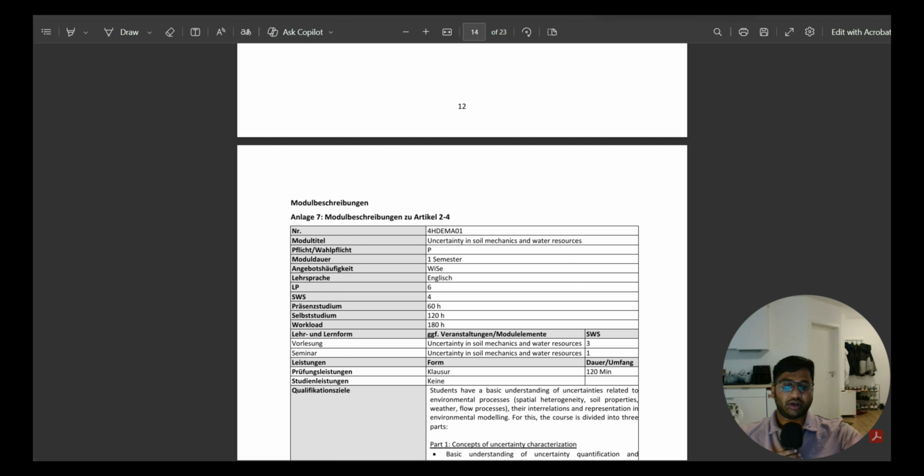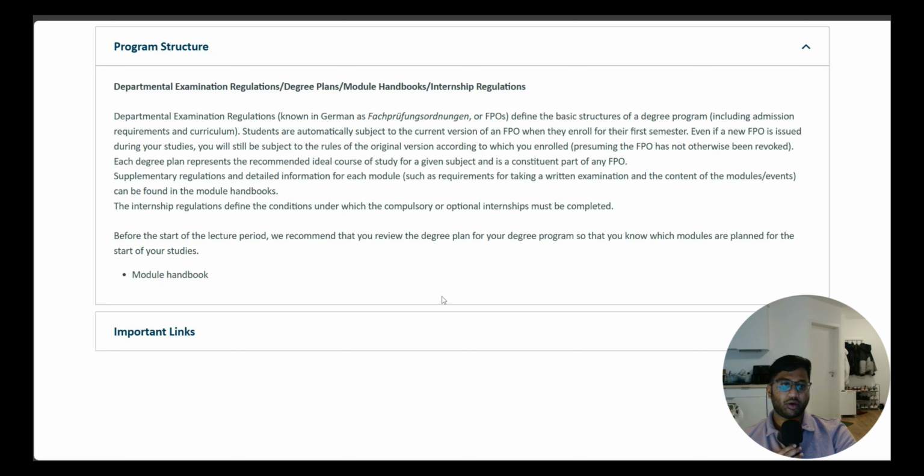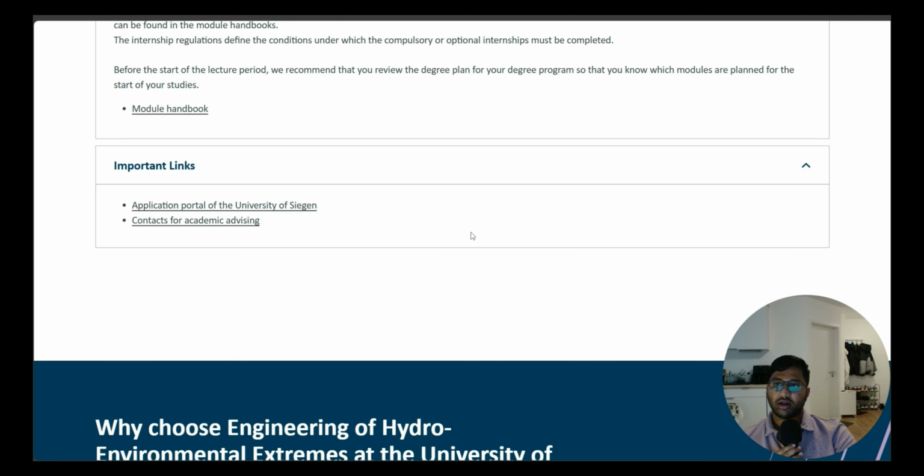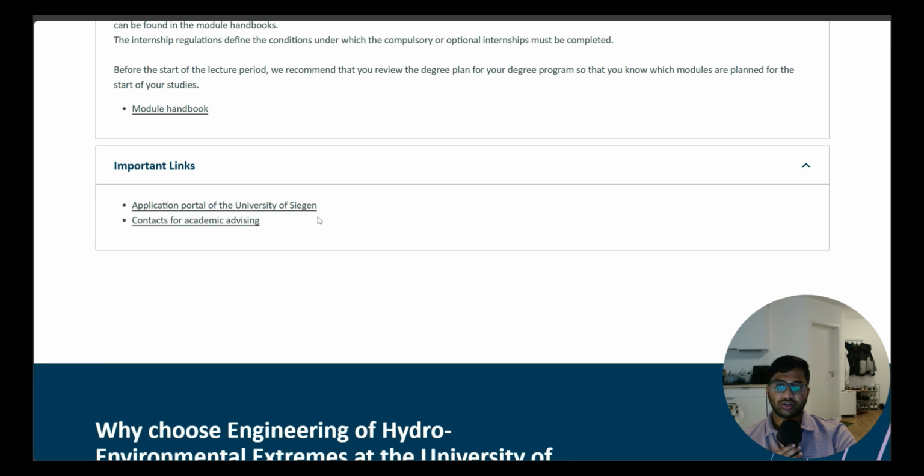And if you also get good grades in future, if you want to research with him, you can also ask for a PhD and continue there as a research assistant. So that's the reason I always suggest people to go through the module handbook, because it will have so much important information. Then the important links are the application portal of University Siegen and the contact for academic admissions.